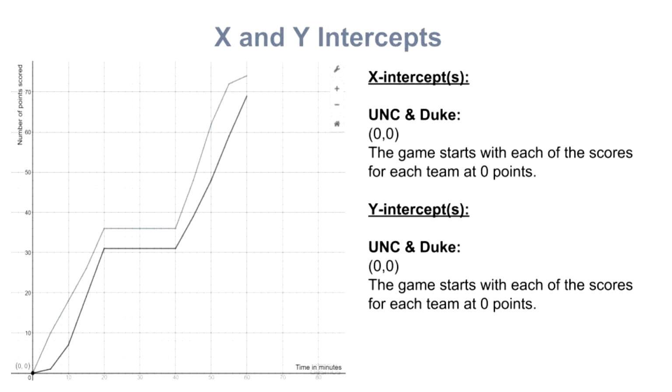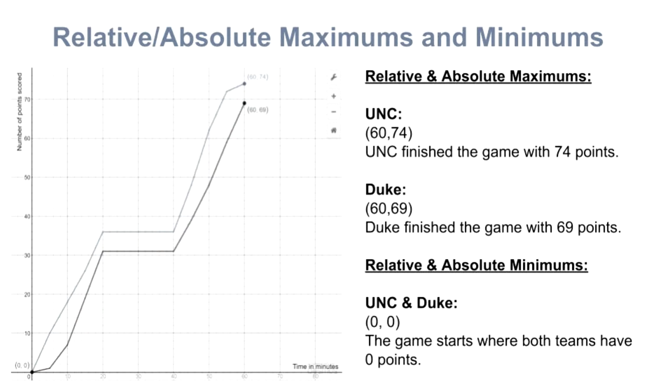Both the x-intercepts and y-intercepts for UNC and Duke are at (0, 0) because the game starts at 0 minutes with each of the scores for each team at 0 points. The relative and absolute maximum for UNC is at (60, 74) because UNC finished the game with 74 points. The relative and absolute maximum for Duke is (60, 69) because Duke finished the game with 69 points. The relative and absolute minimum for both UNC and Duke is (0, 0) because the game starts where both teams have 0 points.